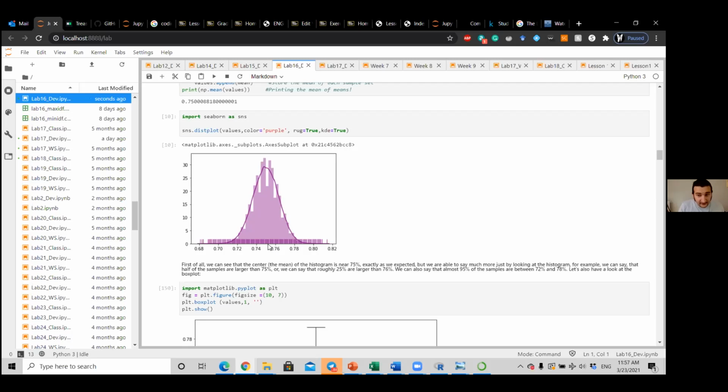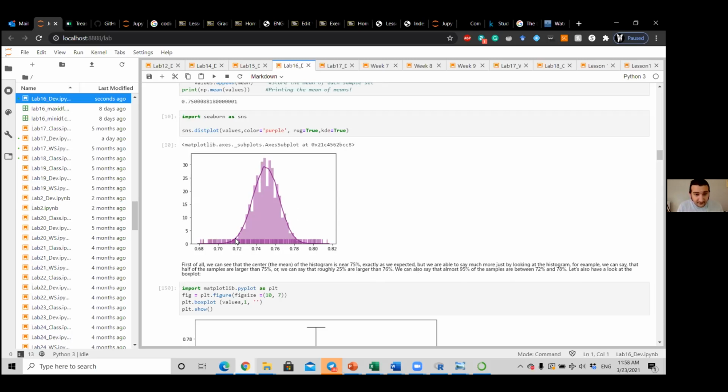Okay, so I can say that half of the samples are larger than 75%, half of them are less than 75%. That's another piece of information. We can say that roughly 25% of our observations are larger than 76%. I'm talking about this portion. We can also say that almost 95% of the samples are between 72 and 78.